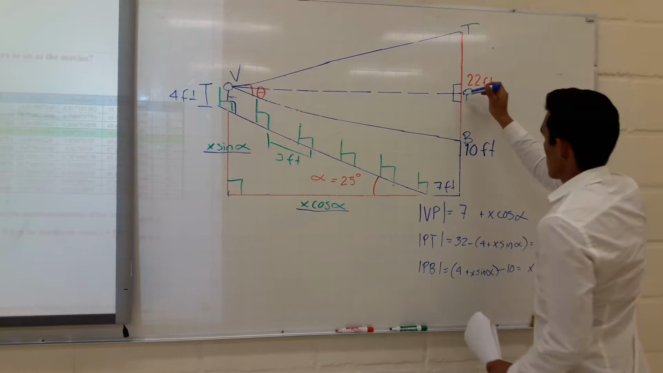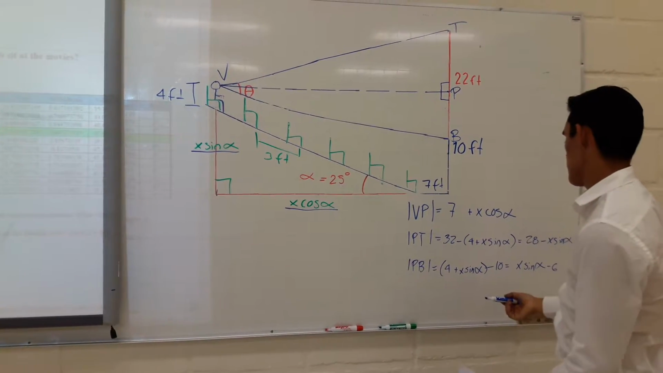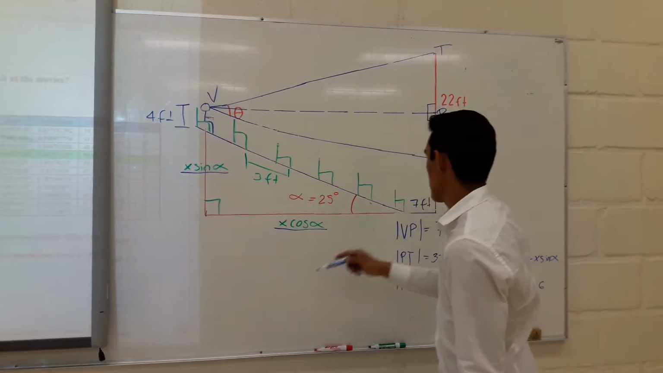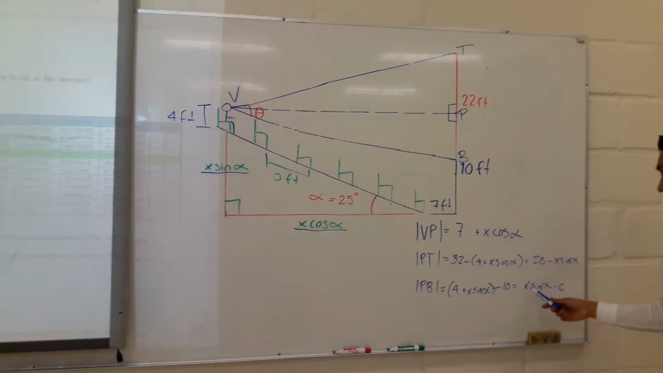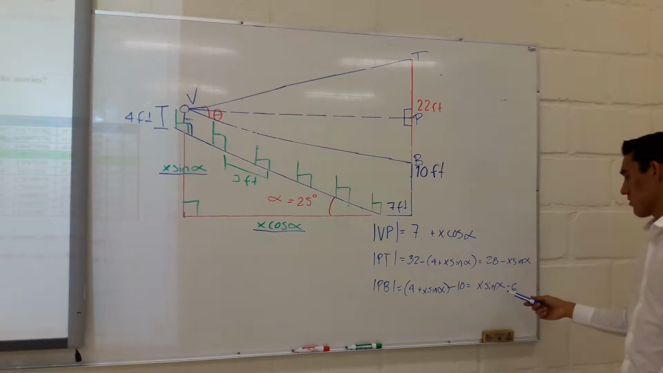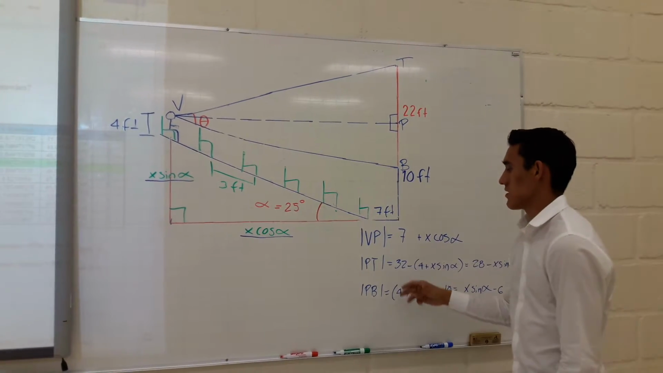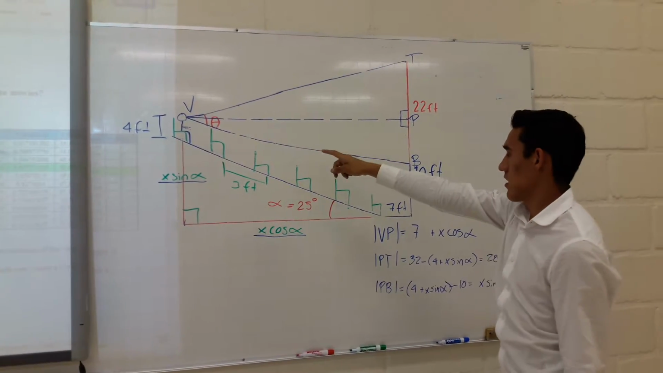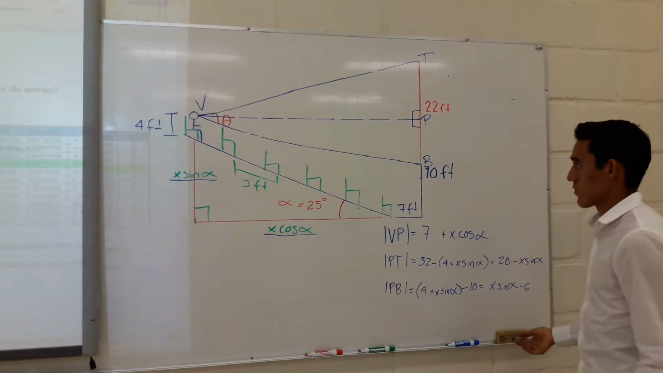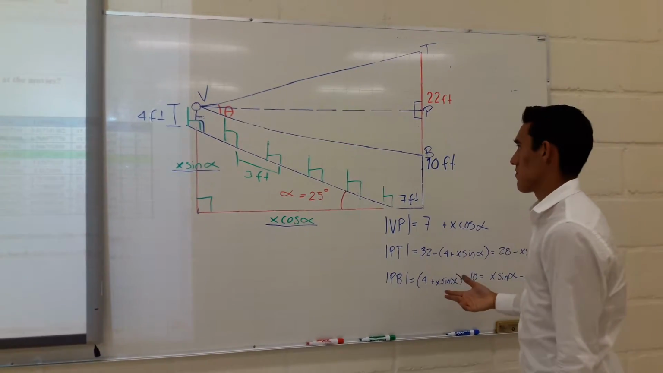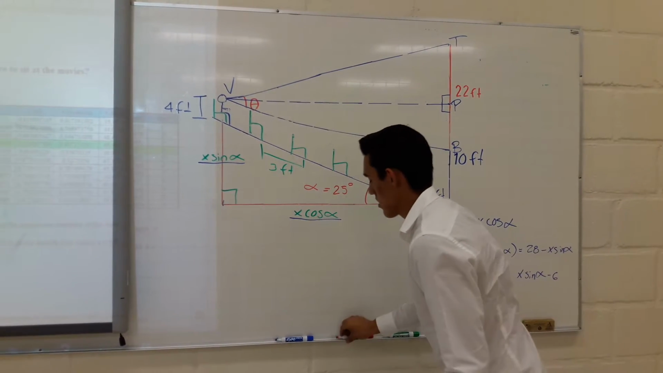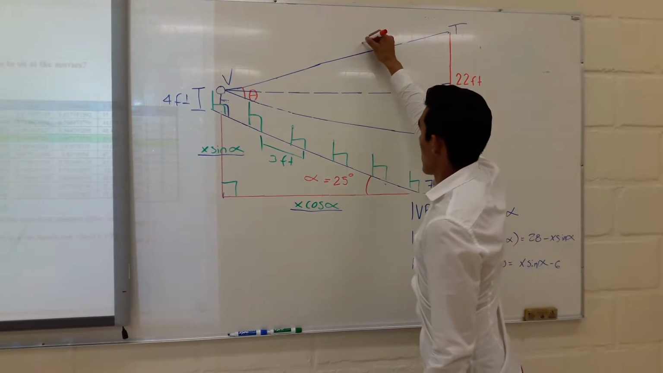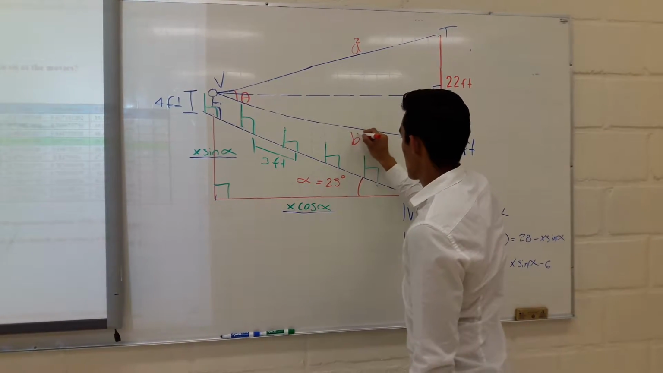And the segment P to B is defined by the same segment, x by sine of the angle plus 4 feet minus 10 feet, that is x by sine of the angle minus 6. So now we have three important segments, B to P, P to T, and P to B. And now that we have all those segments, we can define, according to the law of cosines, this is A squared and B squared.